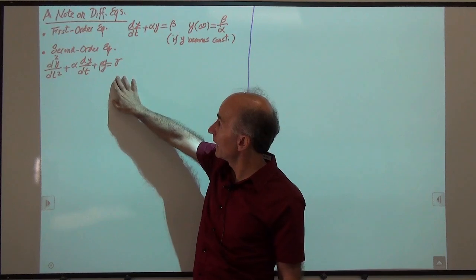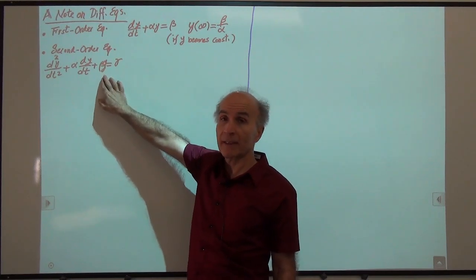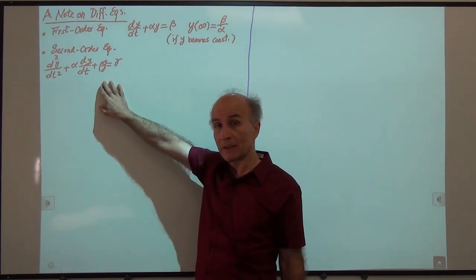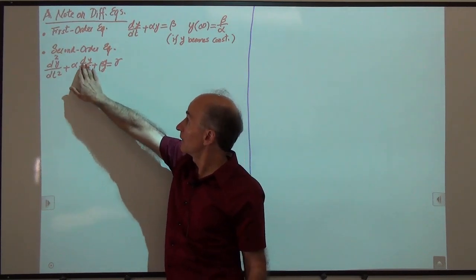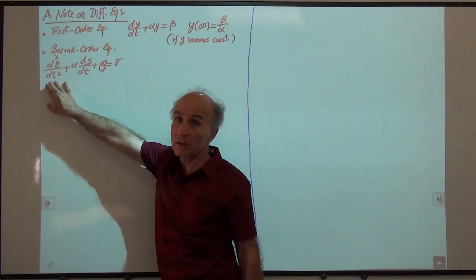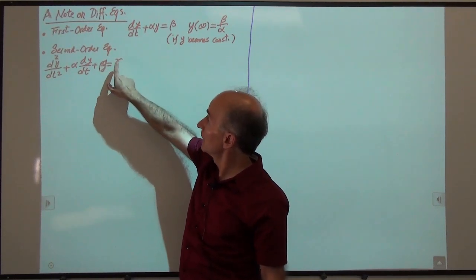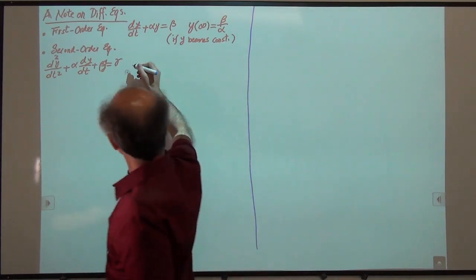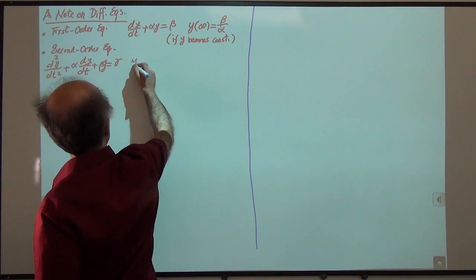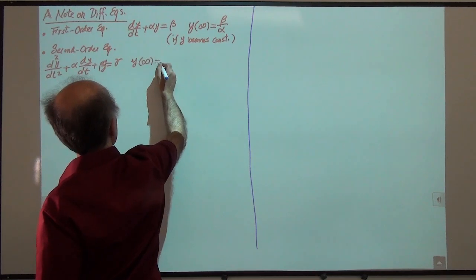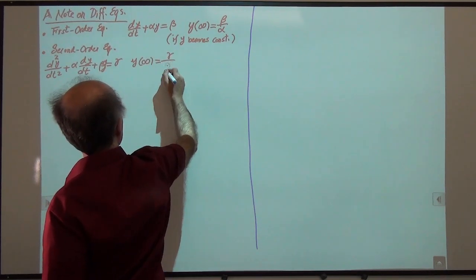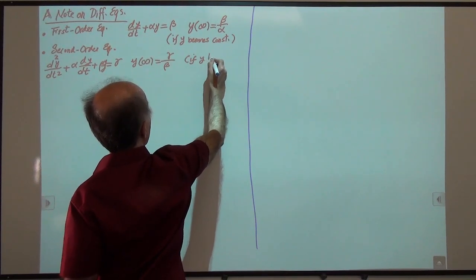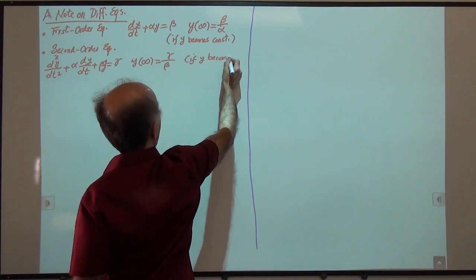Okay, so now again, if y is constant at time infinity, what can we say about the value of y at time infinity? Well, the derivative is 0, the second derivative is 0, so the value of y at time infinity is this constant over this coefficient. So we say that y of infinity is equal to gamma over beta. Again, if y becomes constant.